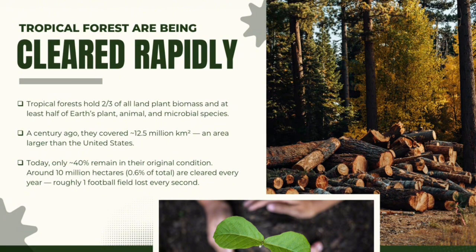Now, we have tropical forests being cleared rapidly. Why does this matter so much? Actually, tropical forests hold two-thirds of all plant life on land. They are also home to at least half of all animals, plants, and tiny living things on Earth. It means losing these forests would mean losing a huge part of our nature.